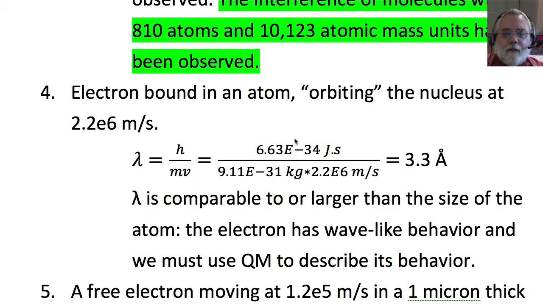How about an electron bound in an atom, bound in a hydrogen atom, orbiting the nucleus at 2.2 million meters per second? Now, I've said before that the electron doesn't really orbit the nucleus, but we'll use this speed from the Bohr model. Planck's constant, mass of the electron, speed of the electron, wavelength of 3.3 angstroms. That is comparable to or larger than the size of the atom. It's larger than the size of the atom. So that electron has wave-like behavior, and we must use quantum mechanics to describe its behavior.